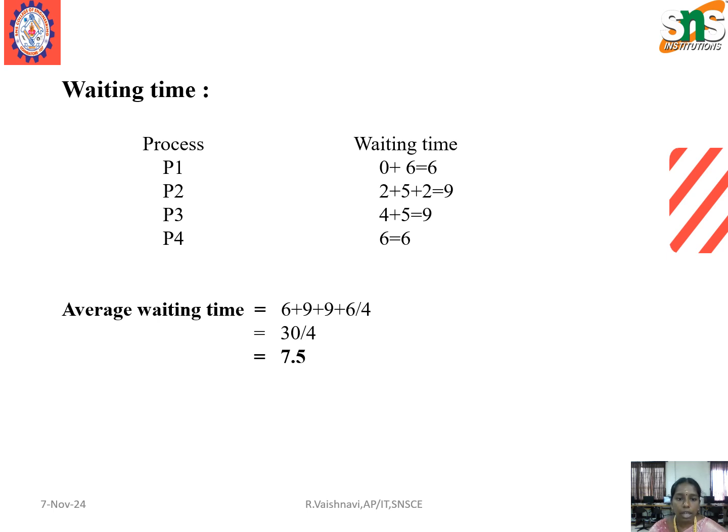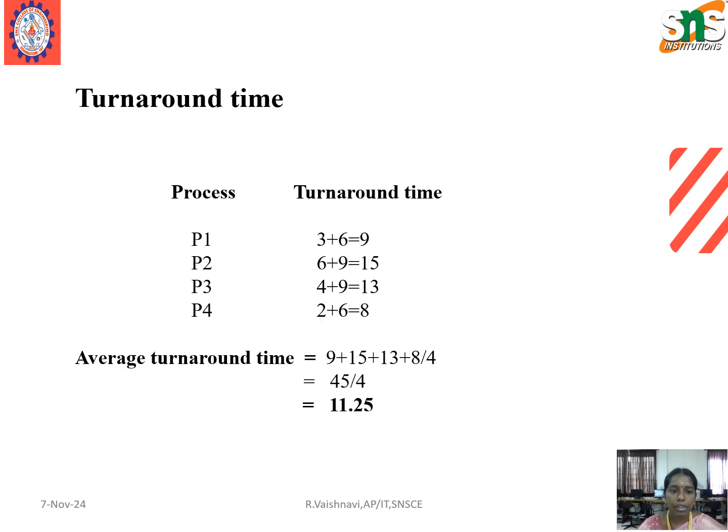For calculating the average waiting time, we have to add these four values and divide by 4. So 6 plus 9 plus 9 plus 6 divided by 4, that is 30 divided by 4, is equal to 7.5 milliseconds. After calculating the waiting time, we have to calculate the turnaround time. For turnaround time, we have to add the burst time and the waiting time of each process.